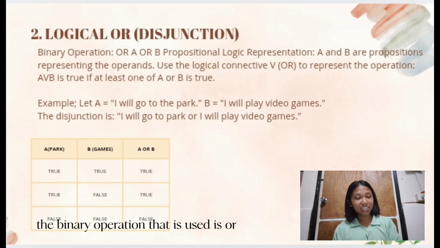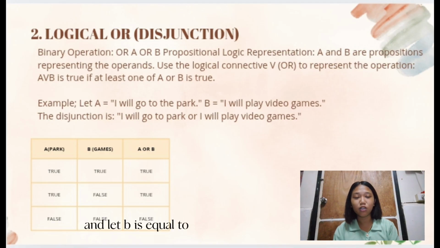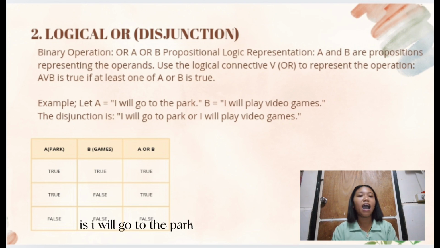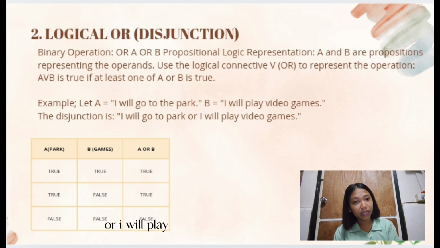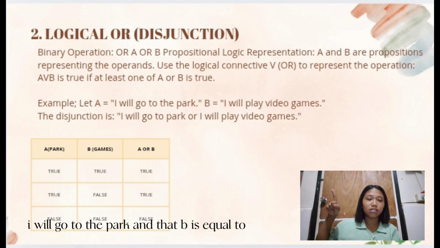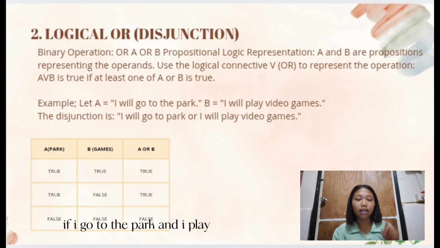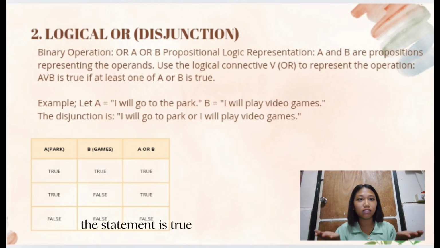The binary operation that is used is A or B. So for example, let A be "I will go to the park" and let B be "I will play video games." So the disjunction is "I will go to the park or I will play video games." If I go to the park and I play video games, the statement is true because or allows both.